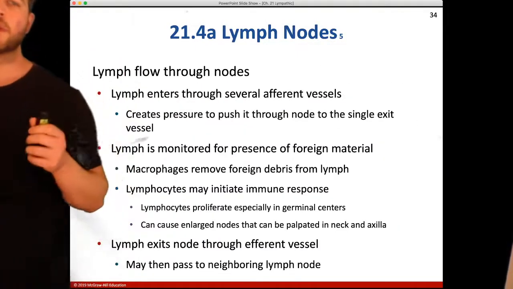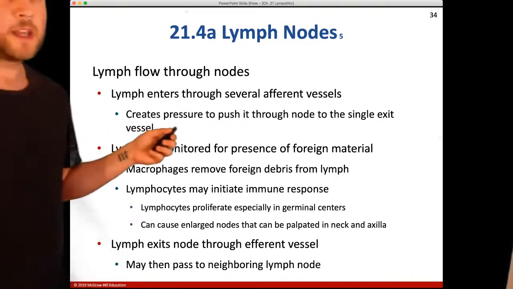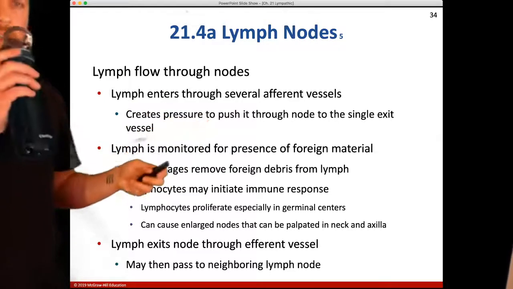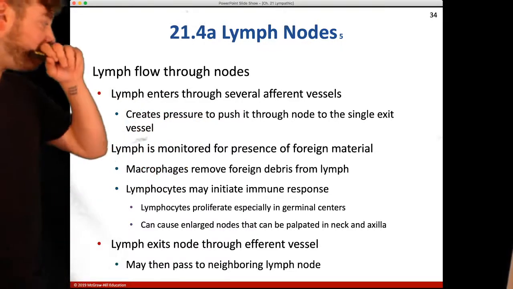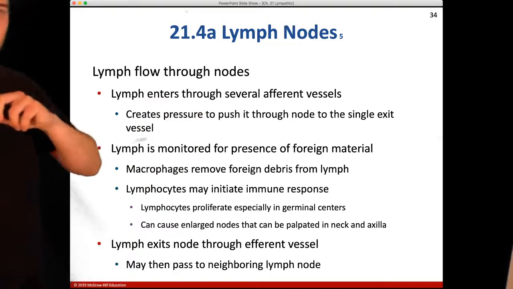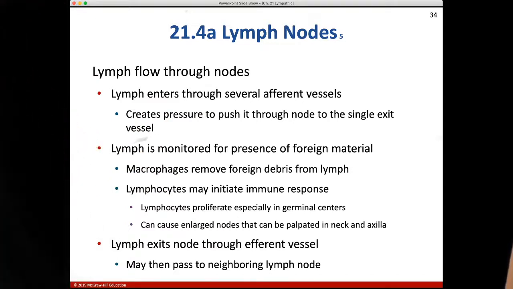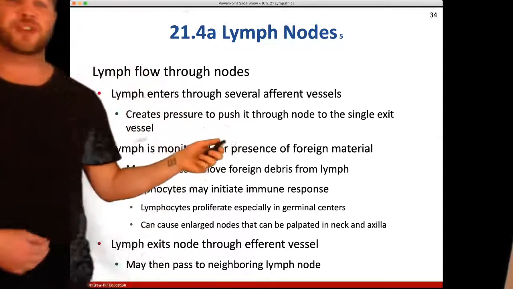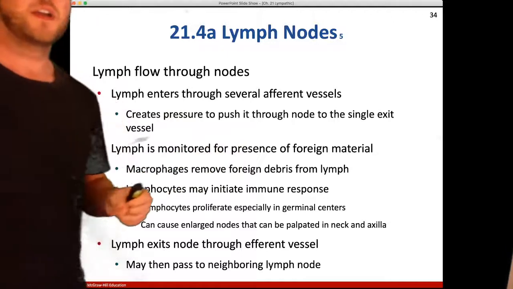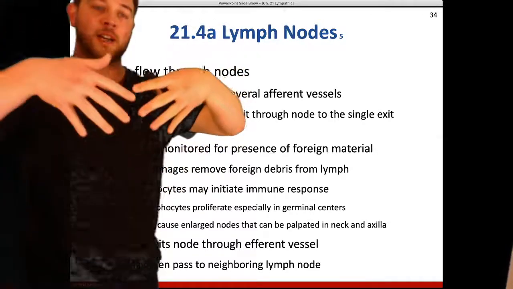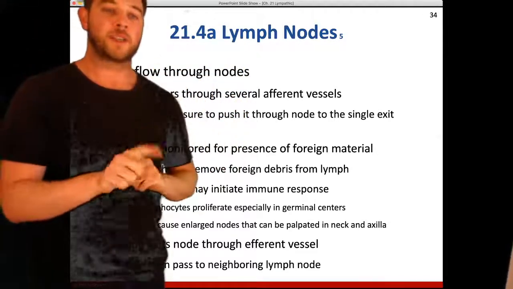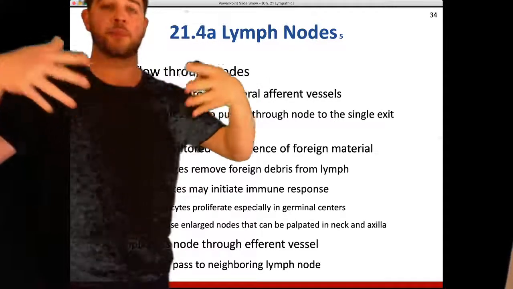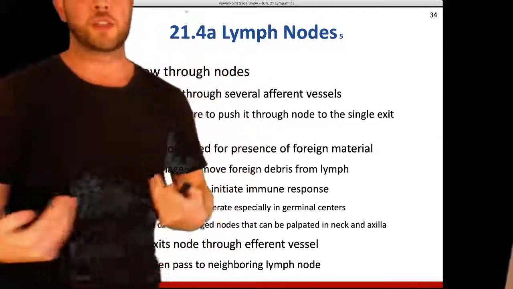All right, so lymph flow through the nodes. Lymph enters through several afferent vessels. That creates a pressure gradient to push it through the node to the single exit vessel. So you have a lot of vessels coming in, bringing a lot of fluid in. Only one vessel leaves, and so this increases the hydrostatic pressure within the lymph node, forcing the fluid through the lymph node.